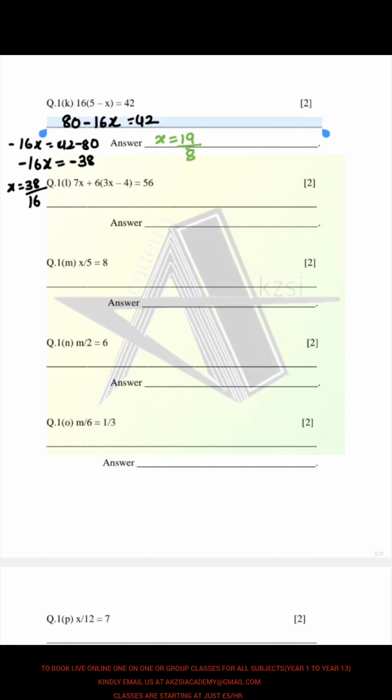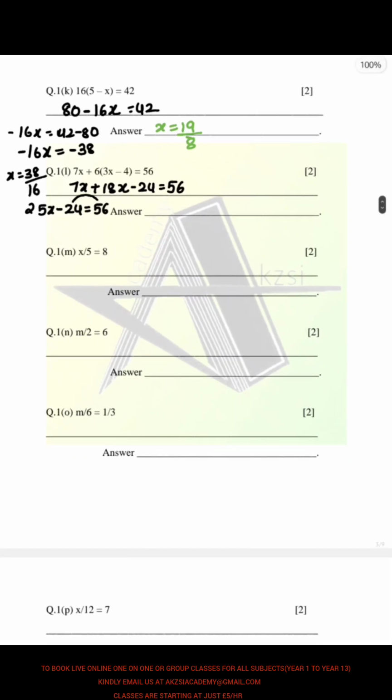Moving on to the next question. 7x plus 6 in brackets 3x minus 4 equals 56. So this will be 7x plus 6 times 3 is 18x. 6 times 4 is minus 24 equals 56. Then it will be 18 plus 7 is 25x minus 24 equals 56.